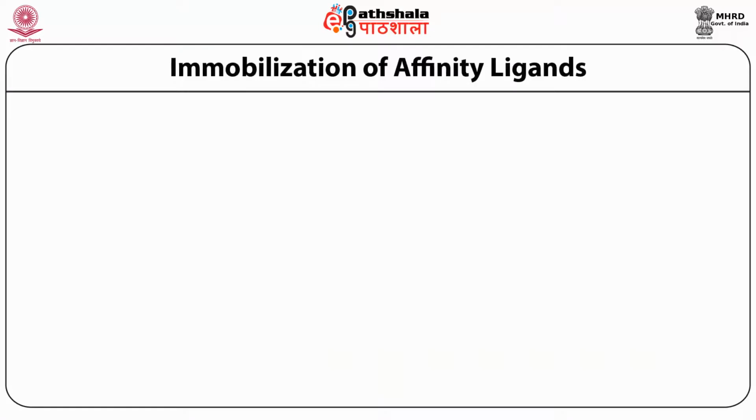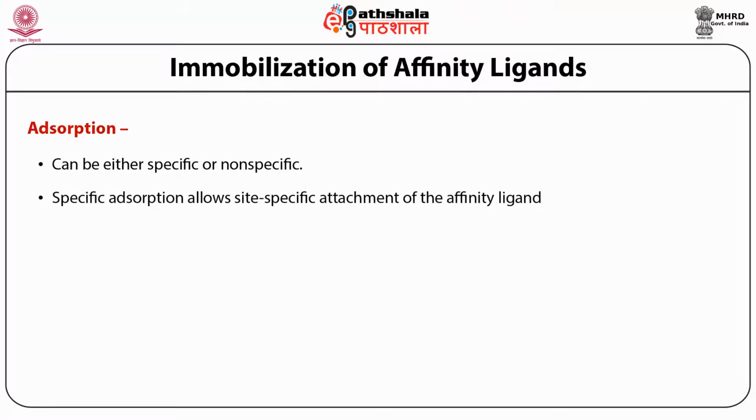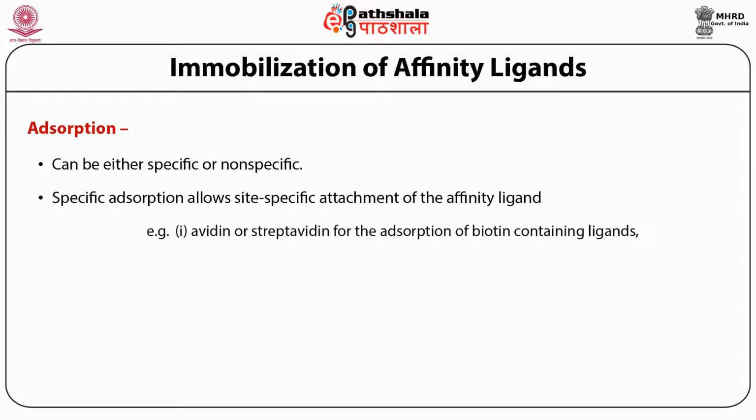Another strategy for immobilizing a ligand is adsorption. This is used for immobilization of a specific ligand on an affinity matrix, which might be specific or non-specific. In the specific immobilization adsorption method, attachment of the ligand is site-specific, and common examples are avidin or streptavidin, which are used for adsorption of ligands containing biotin. Another example is protein A/G, which is used for immobilization of antibodies.